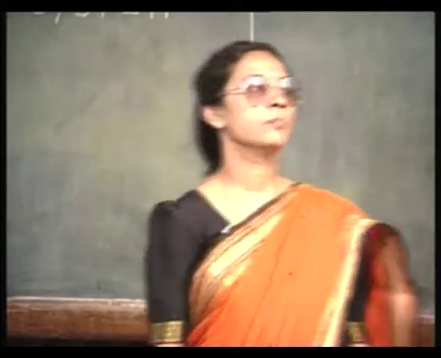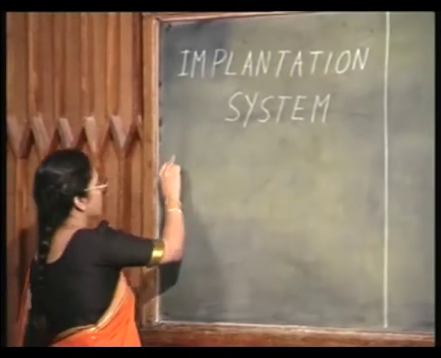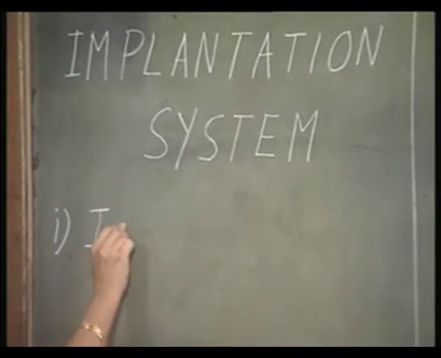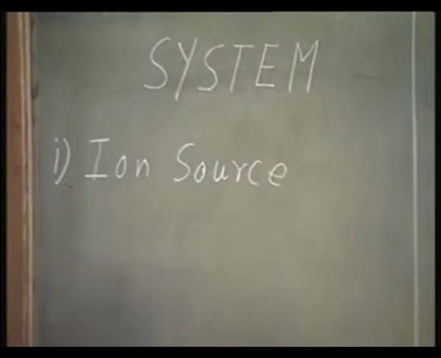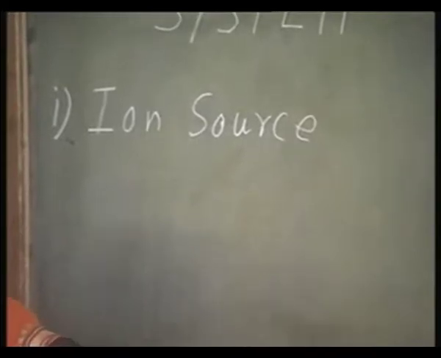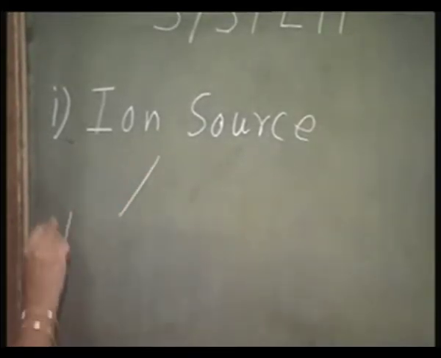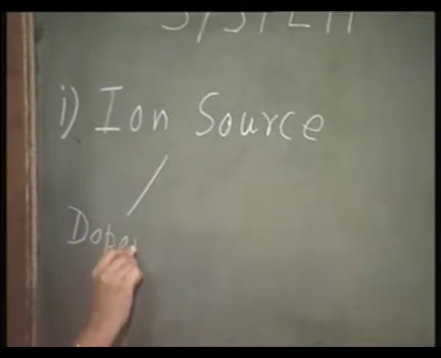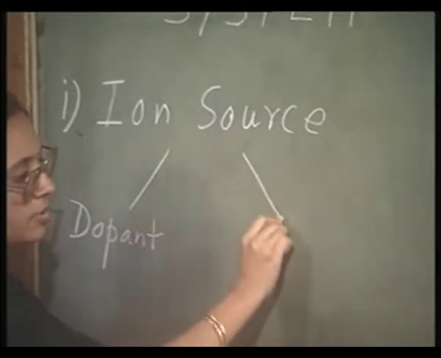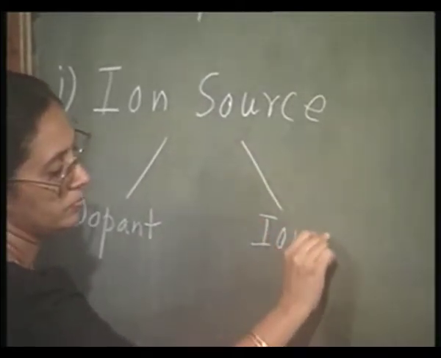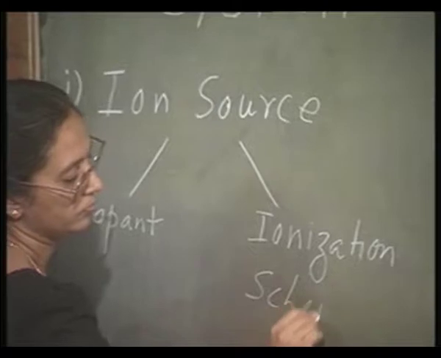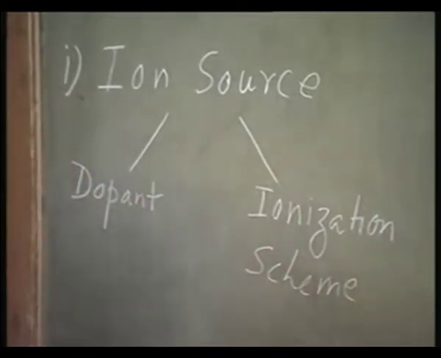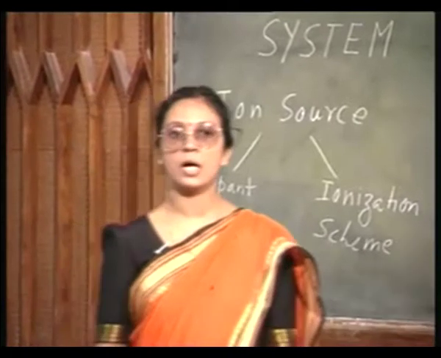So, the first important aspect of an implantation system is an ion source. What do we have in this ion source? We have actually a dopant source and an ionization scheme. First of all, I must have a dopant source and then some means to ionize that.